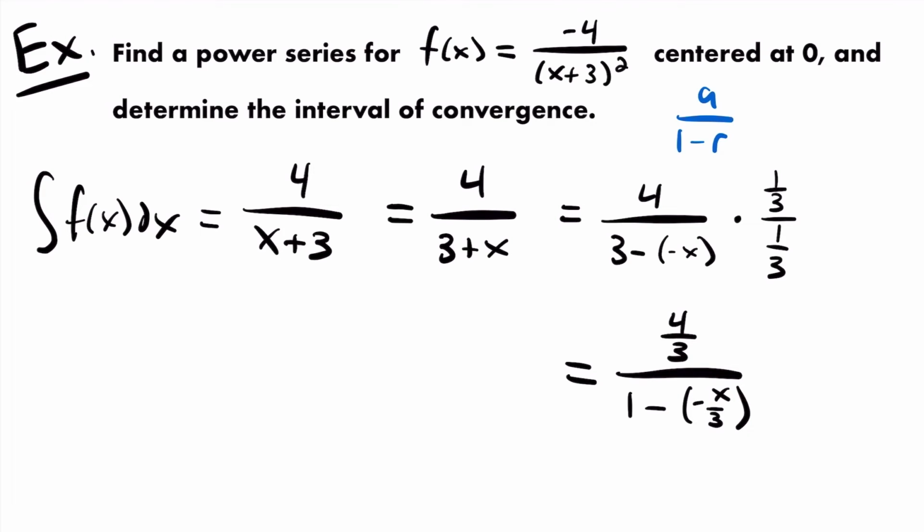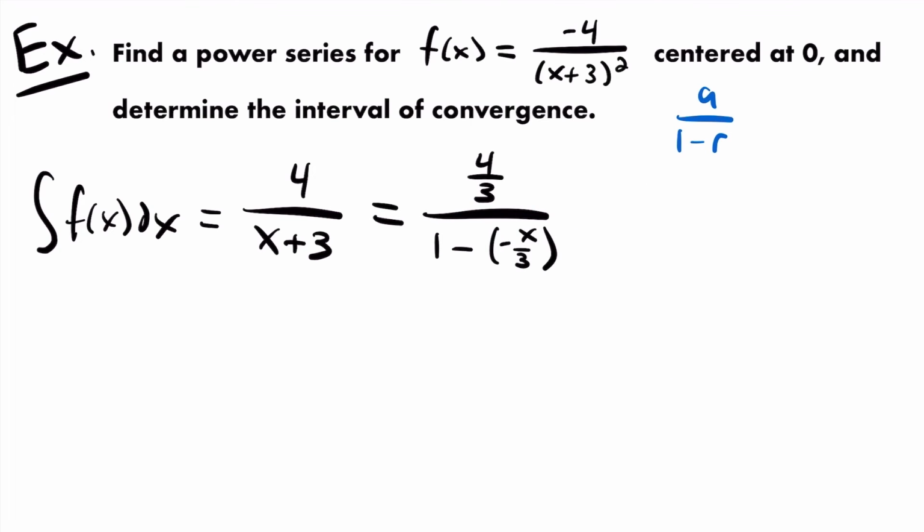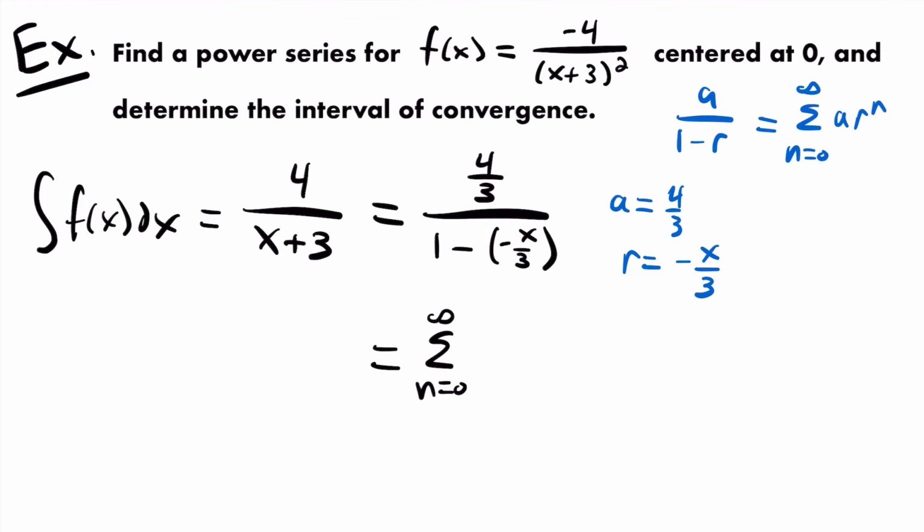Okay, so if I clean up my work, remember that the form of a geometric series is the sum from n equals 0 to infinity of a times r to the power of n. So we can rewrite this function as a power series by recognizing that a is equal to 4/3 and r is equal to negative x divided by 3. So we could rewrite this to be the sum from n equals 0 to infinity of a, which is 4/3, times r to the power of n. So we'll have negative x divided by 3 to the power of n. Okay, and so now we have a power series that represents the integral of our function.